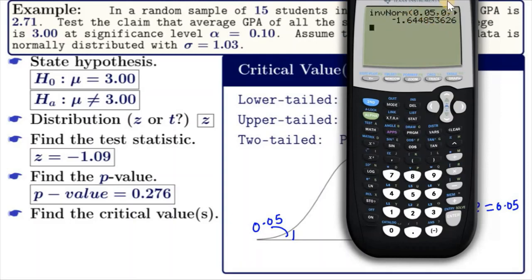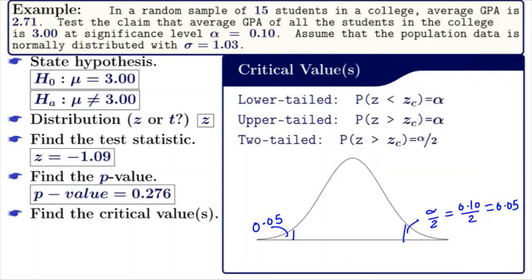This is our critical value. So this point here is this value here. So therefore, the critical values are negative 1.645 and 1.645. And we are interested in finding this point here.